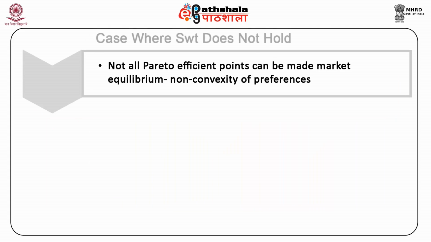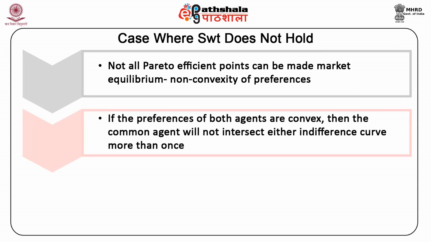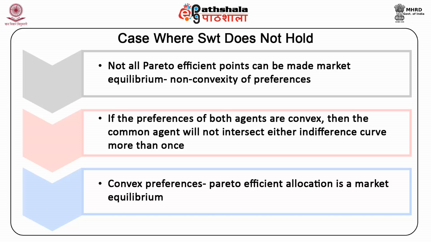Not all Pareto efficient points can be made market equilibrium when certain conditions are not met. One of these is non-convexity of preferences. If the preferences of both agents are convex, then the common tangent will not intersect either indifference curve more than once, and everything will work out fine. In other words, if all agents have convex preferences, then there will always be a set of prices such that each Pareto efficient allocation is a market equilibrium for an appropriate assignment of endowments.